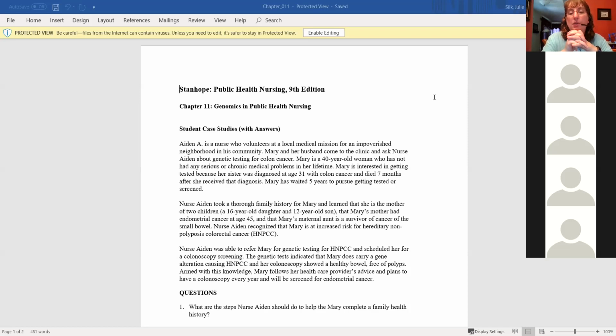Nurse Aiden recognized that Mary is at increased risk for hereditary non-polyposis colorectal cancer. Nurse Aiden was able to refer Mary for genetic testing and scheduled her for a colonoscopy screening. The genetic test indicated that Mary does carry a gene alteration causing HNPCC, and her colonoscopy showed a healthy bowel free of polyps. Armed with this knowledge, Mary follows her healthcare provider's advice and plans to have a colonoscopy every year and will be screened for endometrial cancer.